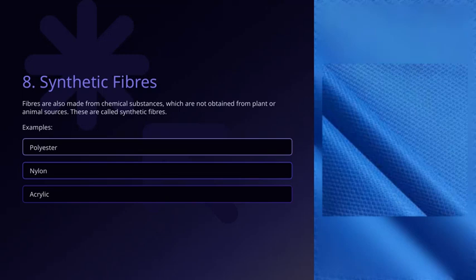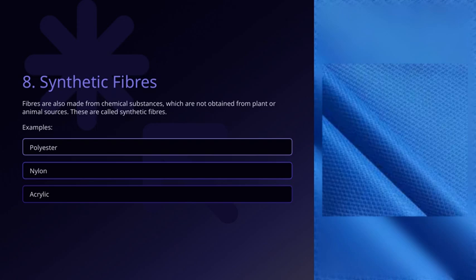These are fibers that are made from chemical substances, and importantly, they are not obtained from plants or animals. Instead, they are created through chemical processes in laboratories and factories. Some common examples of synthetic fibers include polyester, nylon, and acrylic. These fibers are widely used because they are durable, easy to maintain, and often more affordable than natural fibers.